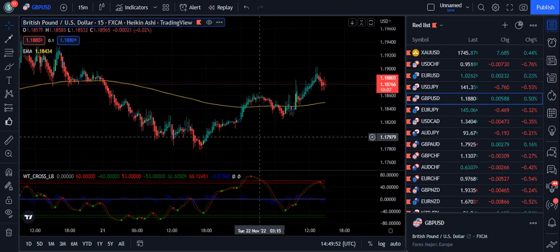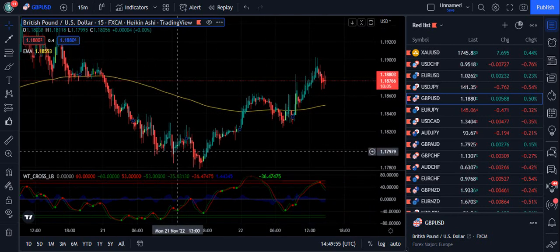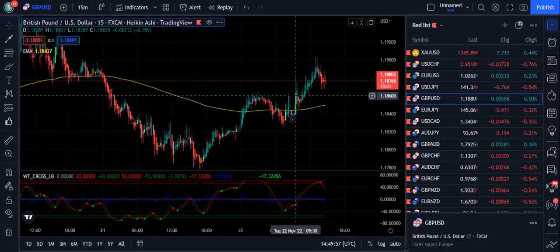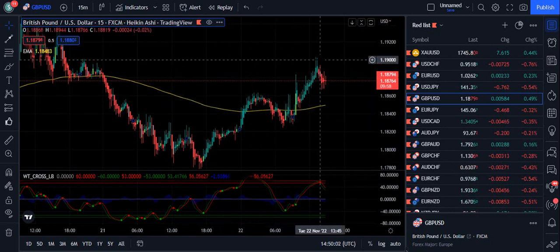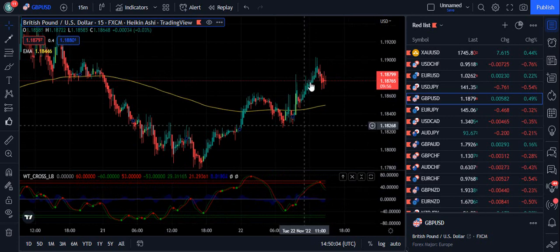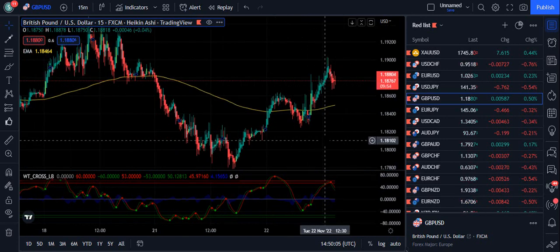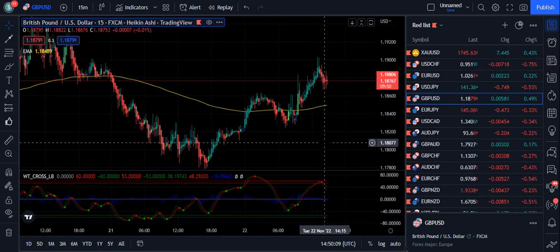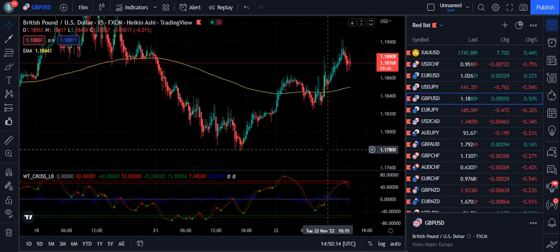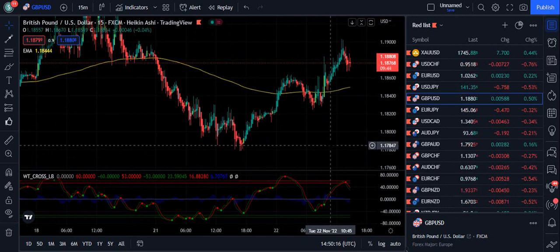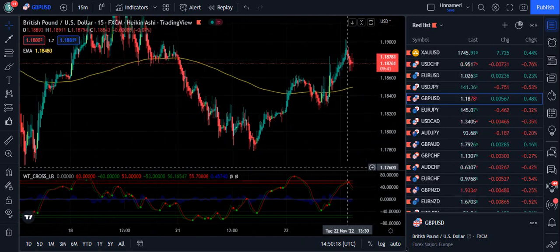For example, this is a good example. The trend changed from the downtrend to the uptrend, and you can see we have a yellow candle here. Now you can see the dots are going in the upward direction, and we have good buying opportunities on Great Britain Pound USD. So guys, this is how you need to manage this indicator, and this indicator has a very good success rate.